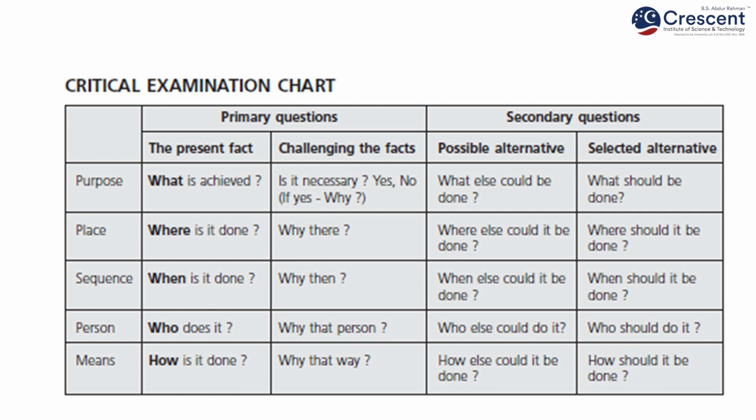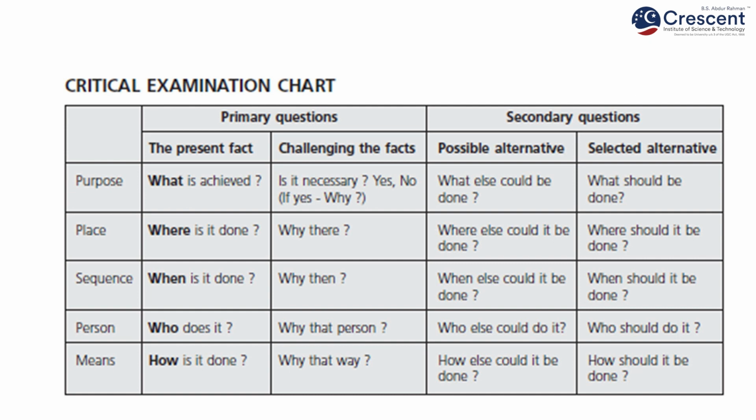What is achieved by the activity, whether it is necessary or not, is challenged by purpose, and then means and so on. So, primary questions will find out the need and secondary questions will be for finding out the alternative way to perform the job. What is achieved, what else could be done instead of that activity, where it is done, where else we can perform this activity. So, the aim of secondary questions is to find out the alternative for the particular element of the job.